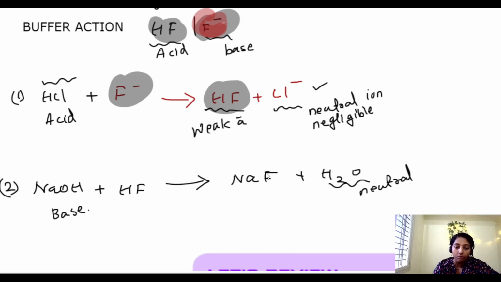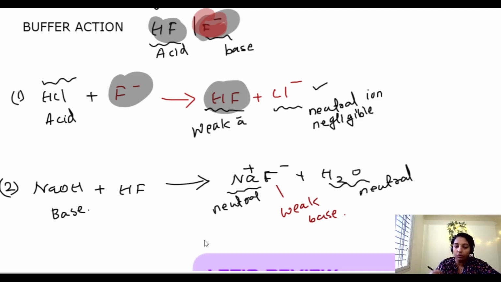And Na+ is not contributing to the pH because it's a neutral ion, right? And what about F-? F- is again a weak base, correct? It's a weak base, but again I'm telling you it is not new. The weak base F- is already there in the reaction medium, so its effect is already counted. Nothing new is formed in this reaction, right?